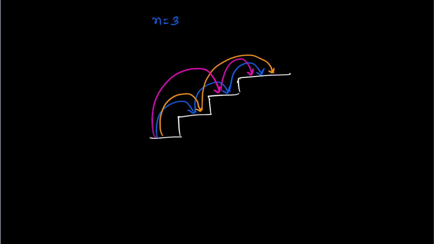For n is equal to 3. Now that we have 3 steps, things can become interesting. One way to climb these stairs is by taking 1 step at a time. So that is the first way. I can also go to the first step and then jump 2 steps to reach the top. Or I can jump 2 steps and then take 1 more step to reach the top. These are the 3 ways in which I can reach the top if the number of stairs is 3. So f of 3 is equal to 3.